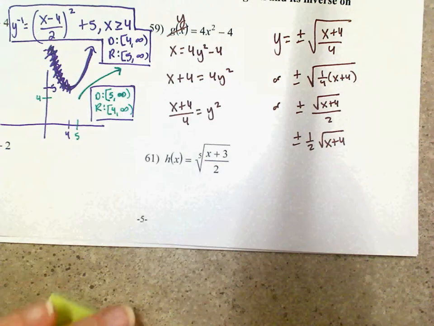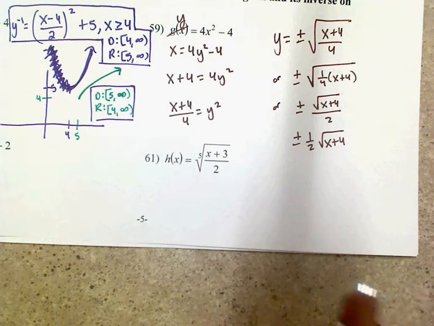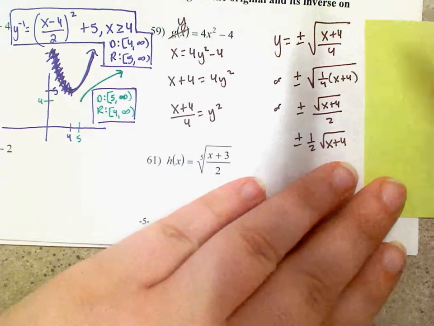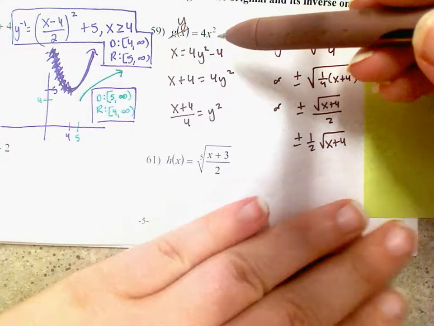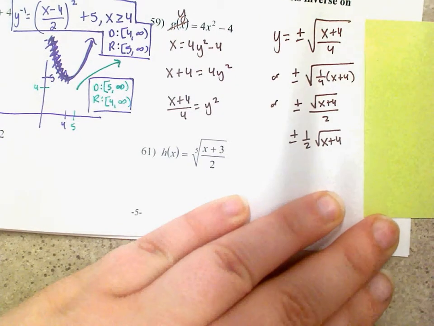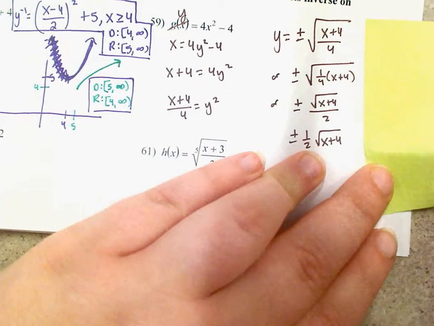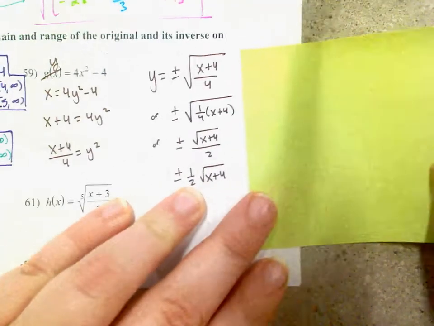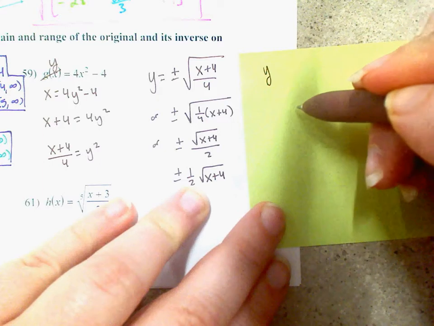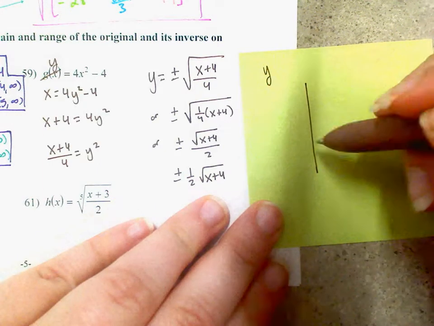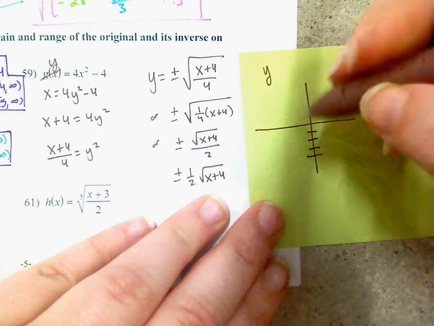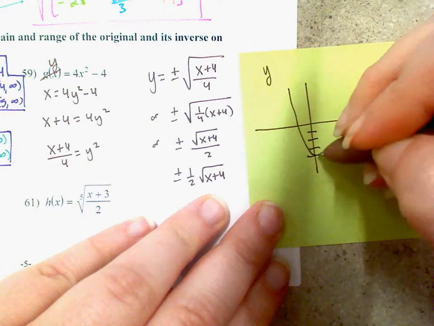So the original function is a quadratic with a vertical stretch by a factor of 4, and shifted down 4. So y is a parabola shifted down 4. That is my original function, this parabola.